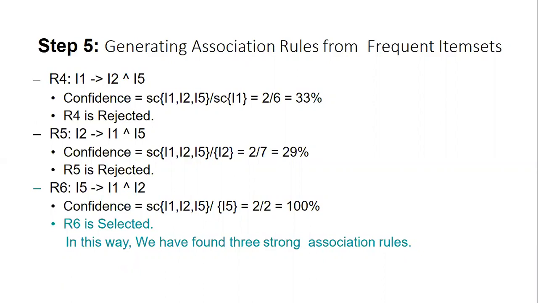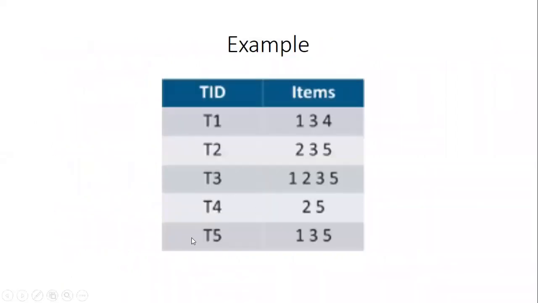First we have found the frequent item sets. Then we have found the association rules. To find the association rules, we use the minimum confidence criteria. Here is one more example that you can work out. Please take it down. In the next class, you tell me the frequent item sets and the association rules.